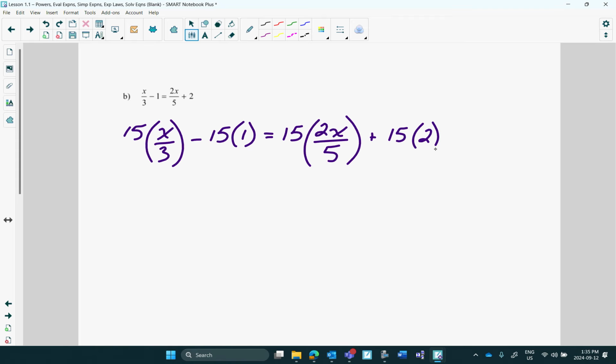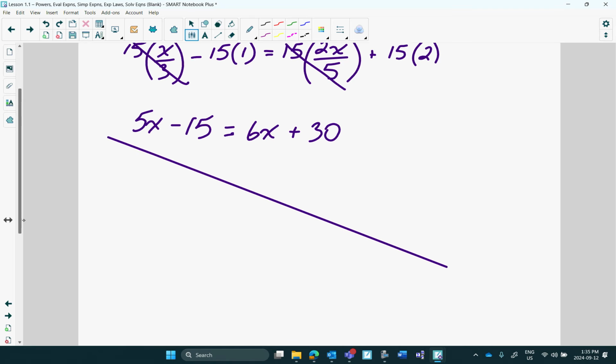Okay. So when we do this, the fractions are going to disappear. What does this become? 5x, right? Minus 15. What does this become? 3, which is 3, 6. 6x plus 30.